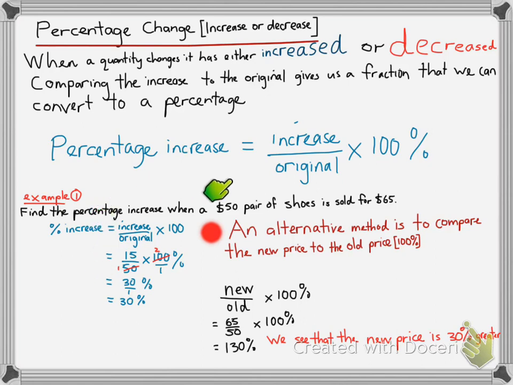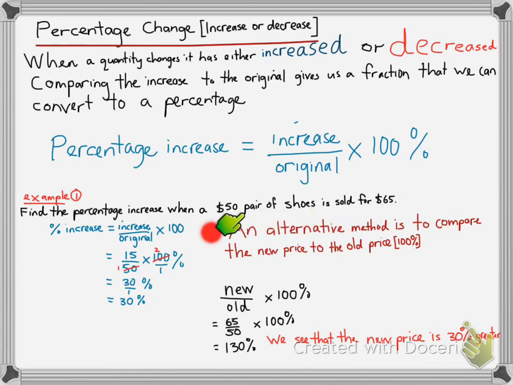So you'll see here, if we put the increase as the numerator and the original value as the denominator, we've got our fraction, and we change that to a percent by multiplying by 100. So in this example, let's find the percentage increase when a $50 pair of shoes is sold for $65.